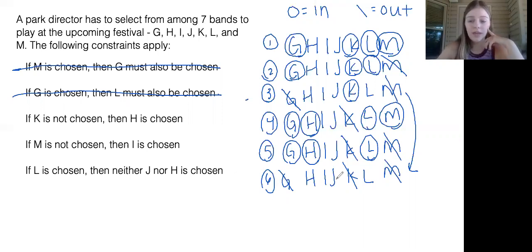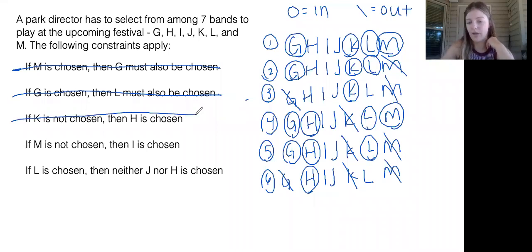However, number 6, K is not chosen. Our rule says what happens when K is not chosen, and that means that H must be chosen, which results in that. So now that I've gone through all of my worlds, I can completely forget about this rule. We don't have to worry about it. It's baked into my diagrams. I don't have to think about it anymore.